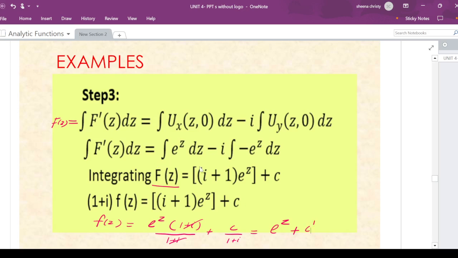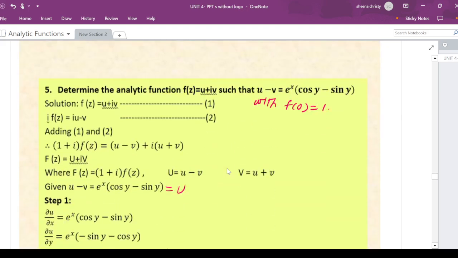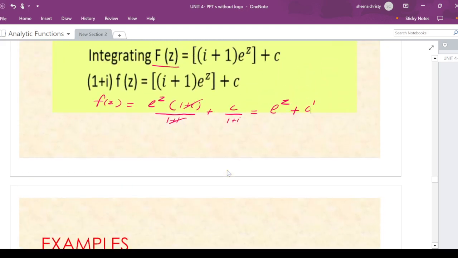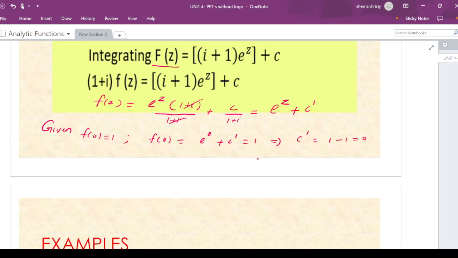Here they have given the condition f(0) = 1. By substituting z equal to 0, given f(0) = 1, what will you get? f(0) = e^0 + c' = 1. So you are going to have c' = 1 − 1, which gives you 0. So by making use of this condition, we are able to find the value of the constant c' equal to 0.